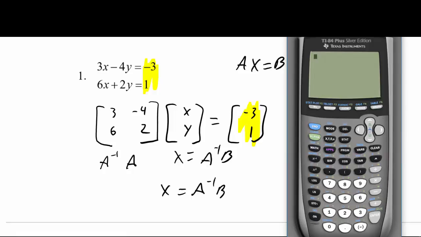But here's the issue. We also need matrix B because we have to multiply. So what I'm going to do here is go over to Edit, and arrow down to B. Our B matrix is a 2 by 1, and our values are -3, I had a typo, -3, there we go, and 1. Okay, so now I have my two matrices in there.